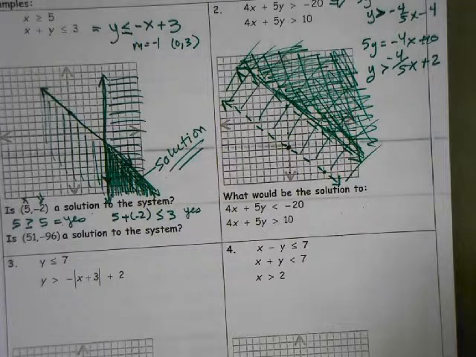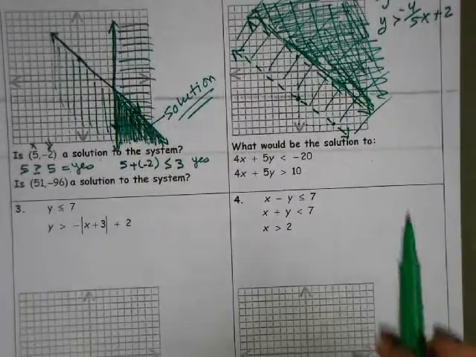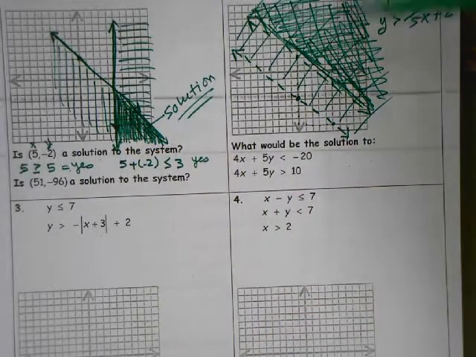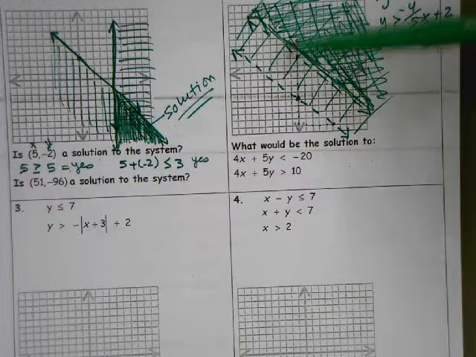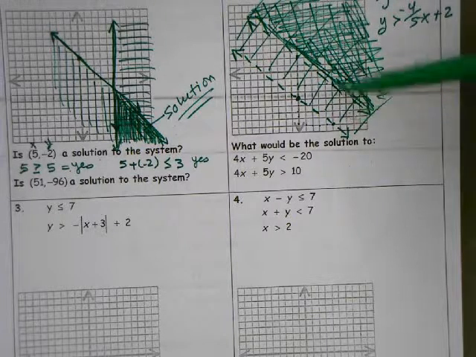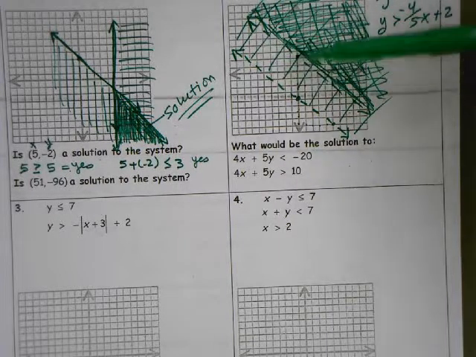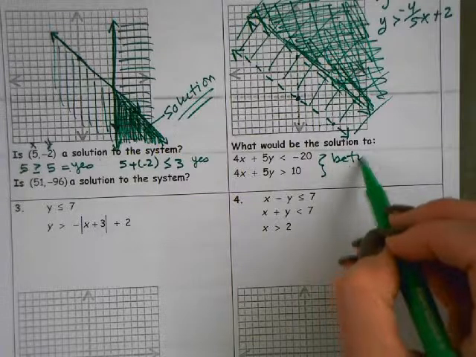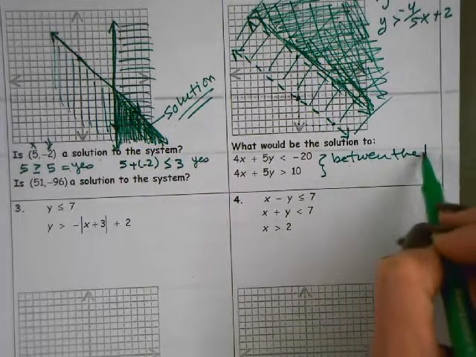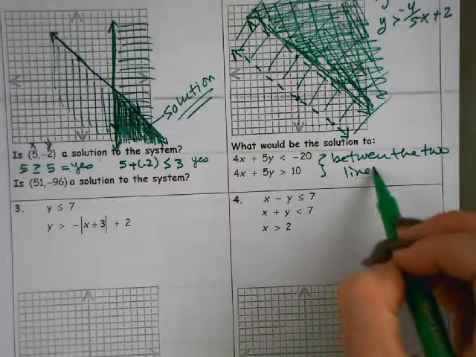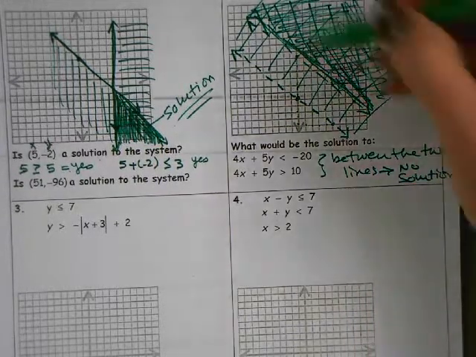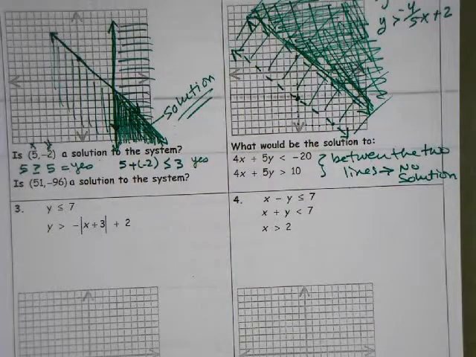Alright, so what this next part is asking me is, what would be the solution to? And what it's asking me is, in between these two lines here, is there a solution? And there's not, because there's not a point within these two lines that is true for both. So therefore, between these two lines, there is no solution. Okay, but above this line, it is all those.